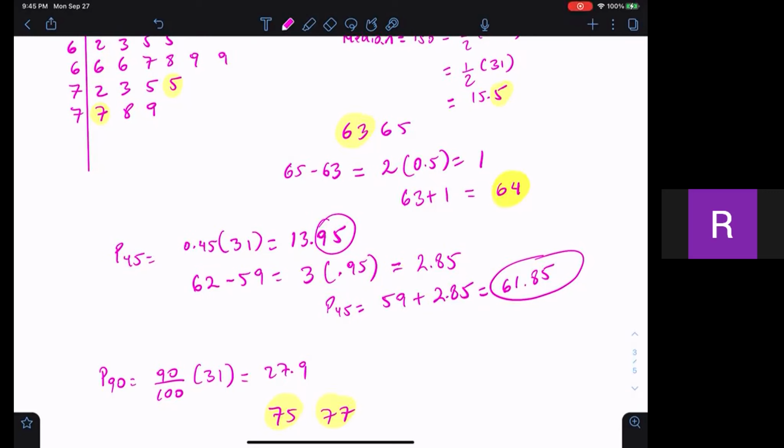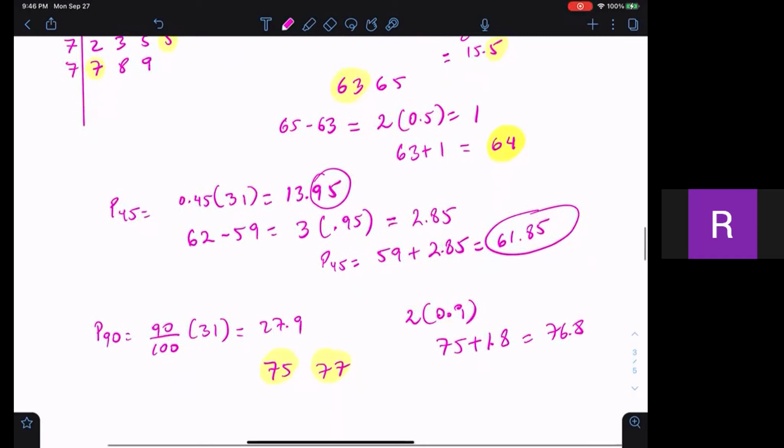The difference between these two is 2, right? And then you multiply by 0.9. So 2 times 0.9, you get 1.8, and 75 plus 1.8 gives you 76.8. So that's your 90th percentile. Okay, that's what they want.